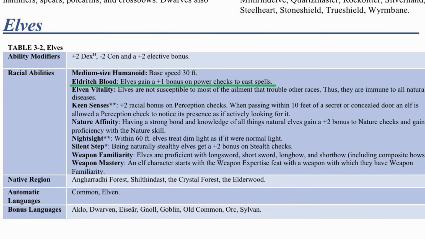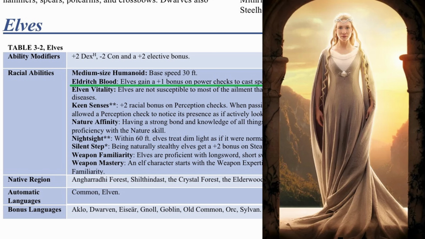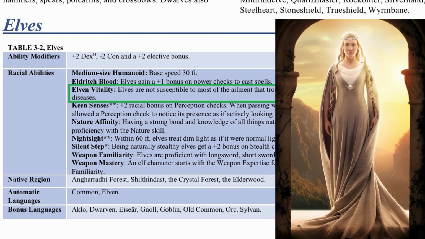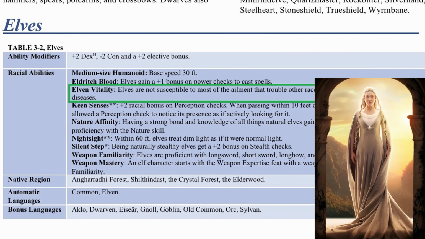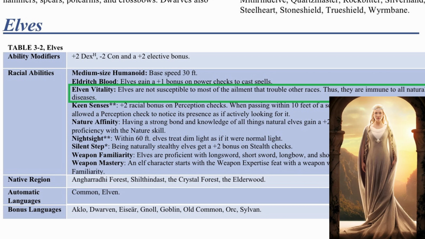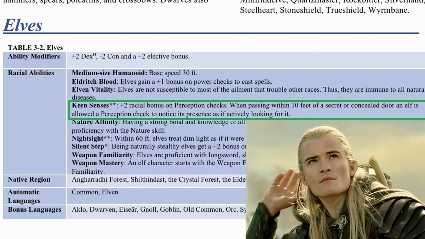To start off, elves get the Eldritch Blood ability. This ability allows elves to add a +1 bonus on power checks to cast any sort of spell. Thus, elves have the potential to become great wizards and clerics or other types of spellcasters. Elves also gain Elven Vitality. This ability is meant to reflect the Tolkien-esque vitality and longevity of the elves, and thus grants them immunity from all natural diseases. Elves also have keen senses, which adds a +2 to their perception checks, and allows them to potentially spot secret and concealed doors just by passing within 10 feet of them.